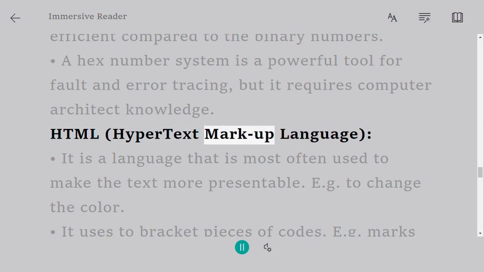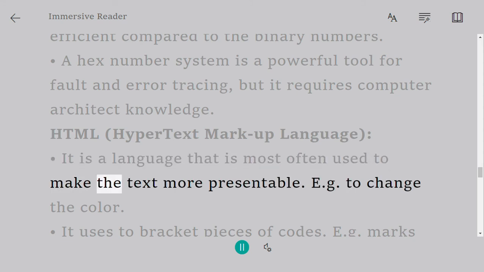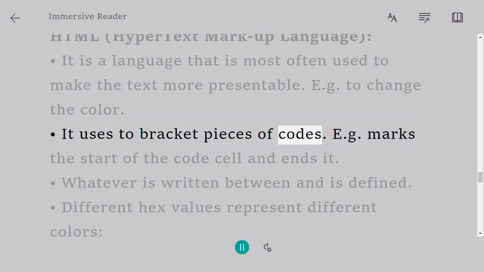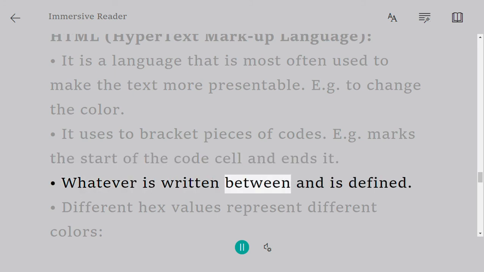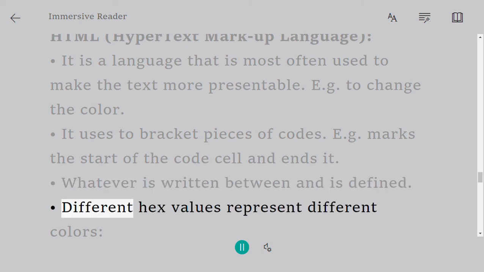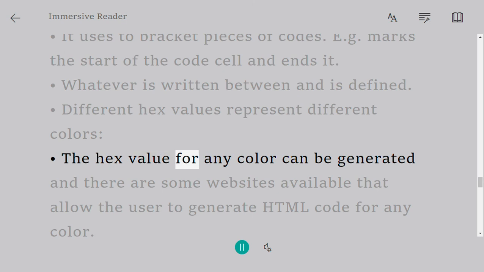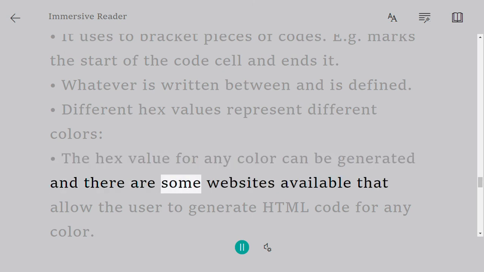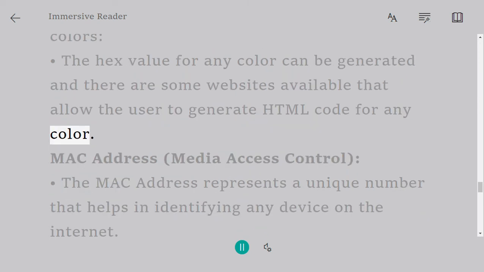HTML, Hypertext Markup Language. It is a language that is most often used to make text more presentable, for example to change the color. It uses tags to bracket pieces of code. For example, one tag marks the start of the code and another ends it. Whatever is written between them is defined by them. Different hex values represent different colors. The hex value for any color can be generated, and there are some websites available that allow the user to generate HTML code for any color.